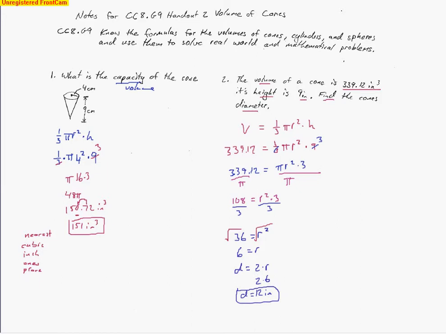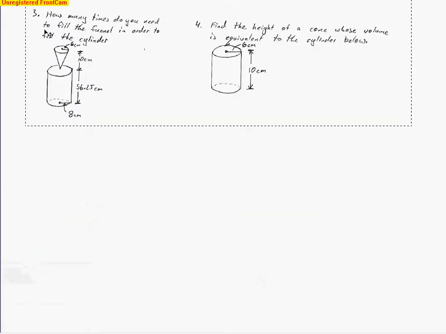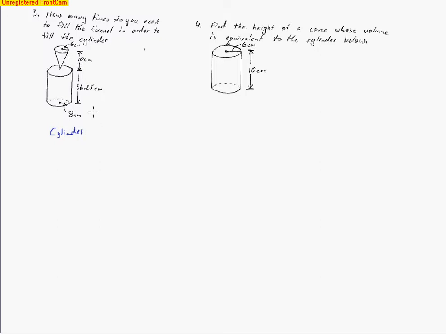Now let's take a look at our next problem, and they're asking how many times do you need to fill the funnel in order to fill the cylinder. So here's the cylinder, and we're going to fill the funnel with some sort of liquid, and eventually we'll fill up the cylinder. So let's do this. What we want to do is find the cylinder's volume, and then we're going to find the cone's volume, and we're going to end up dividing, because the cone's going to be a little smaller. It definitely looks smaller, and it is because you see how the radius is smaller, and the height is definitely smaller.